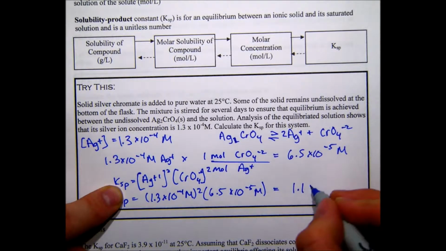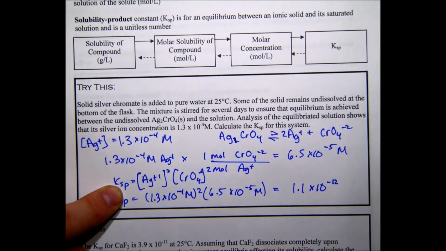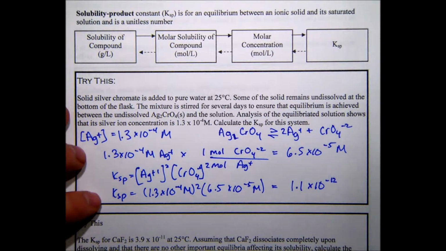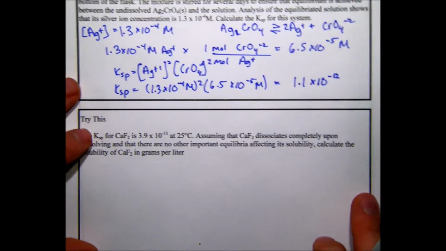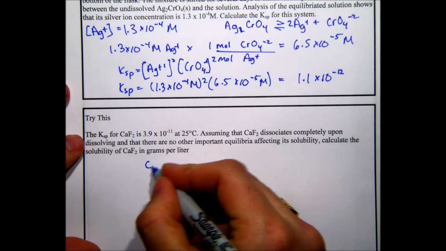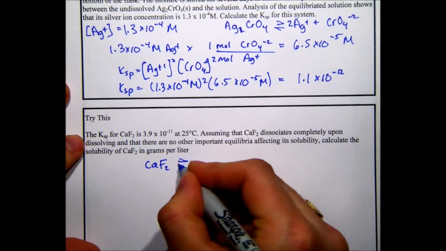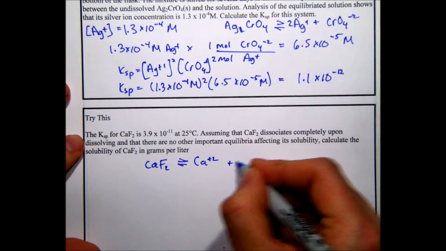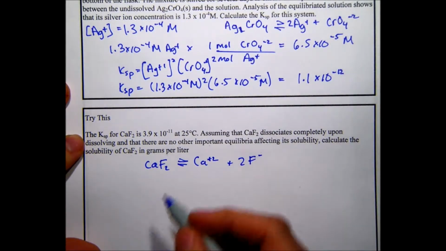And I end up with 1.1 times 10 to the negative 12 when I do that, which is considered the Ksp for this particular reaction. So now we have calcium fluoride, a similar idea. So calcium fluoride dissociates to calcium plus 2 moles of the fluoride ion.